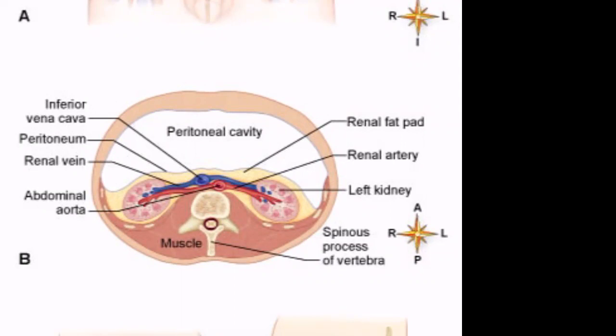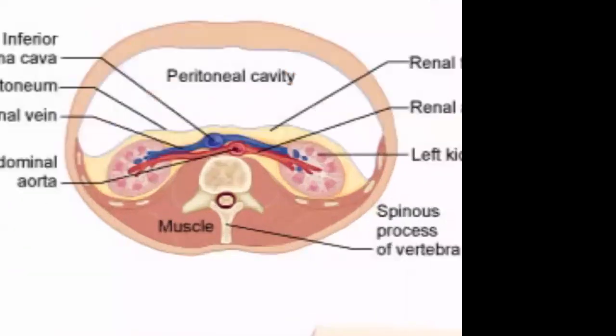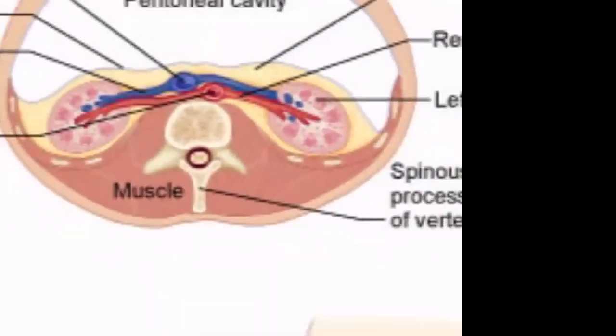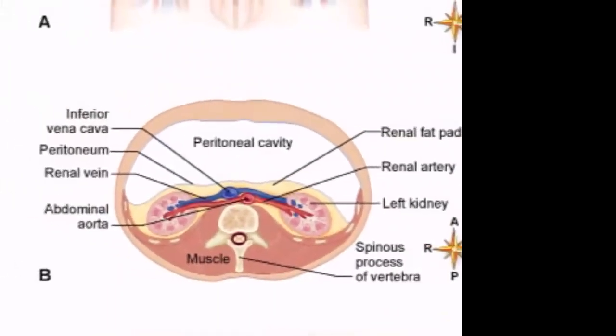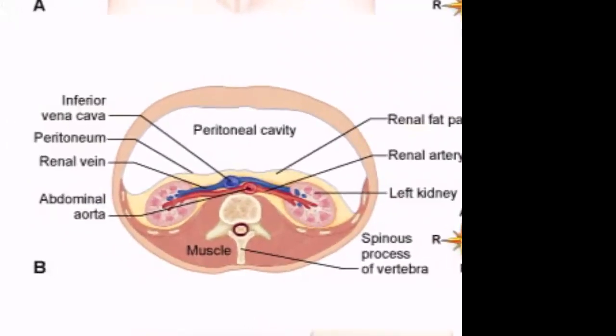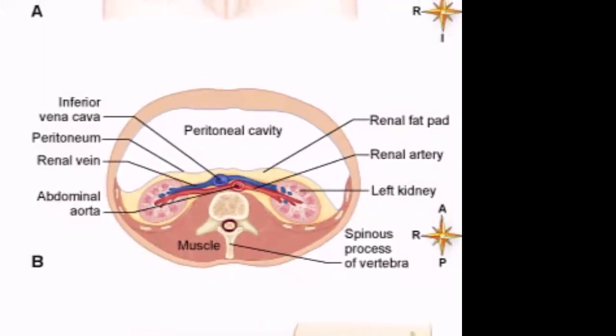Anytime you see this type of scan, realize that you're looking at the person who is flat on their back, unless otherwise described, and you're looking as if you're standing at their feet, looking up through their body towards their head. We know that this person's on their back because here's a vertebra and the spinous process of that vertebra on the lower part, and you can see where each kidney is here. They've labeled the left kidney at least. They don't label the right one.